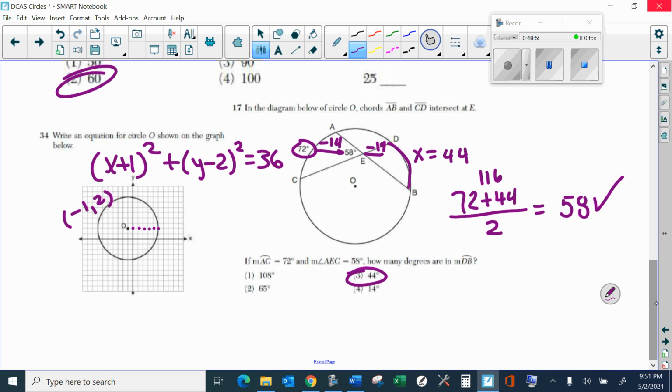I just showed you the shortcut method right up there. But you could have done (72 plus x) divided by 2 equals 58 degrees, and then solved that, and you would have got 44.